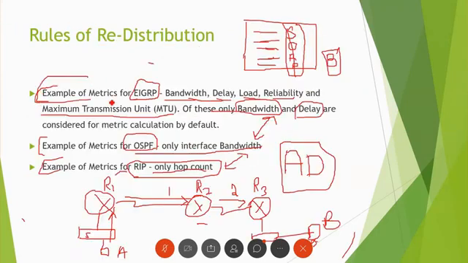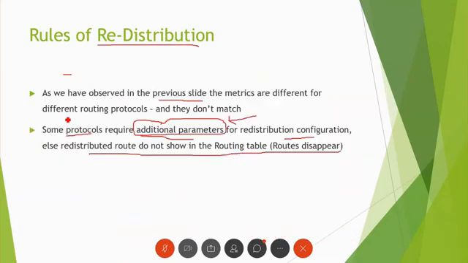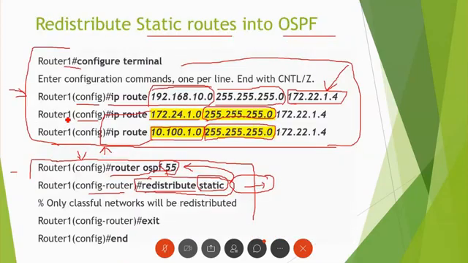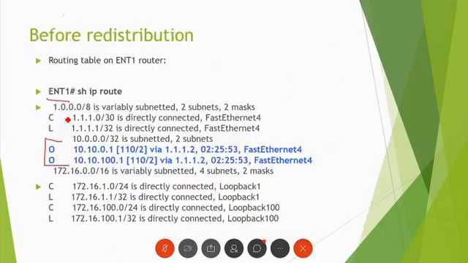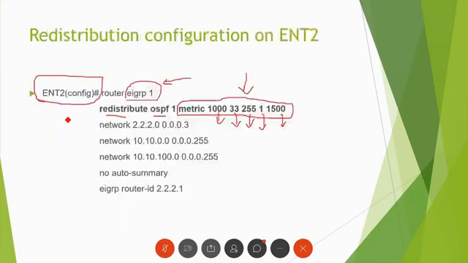Metrics of EIGRP, 5 parameters: bandwidth, delay, load, reliability, and MTU. And all these 5 parameters must be configured while configuring redistribution. What is MTU? MTU stands for maximum transmission unit, which means the size of one packet.